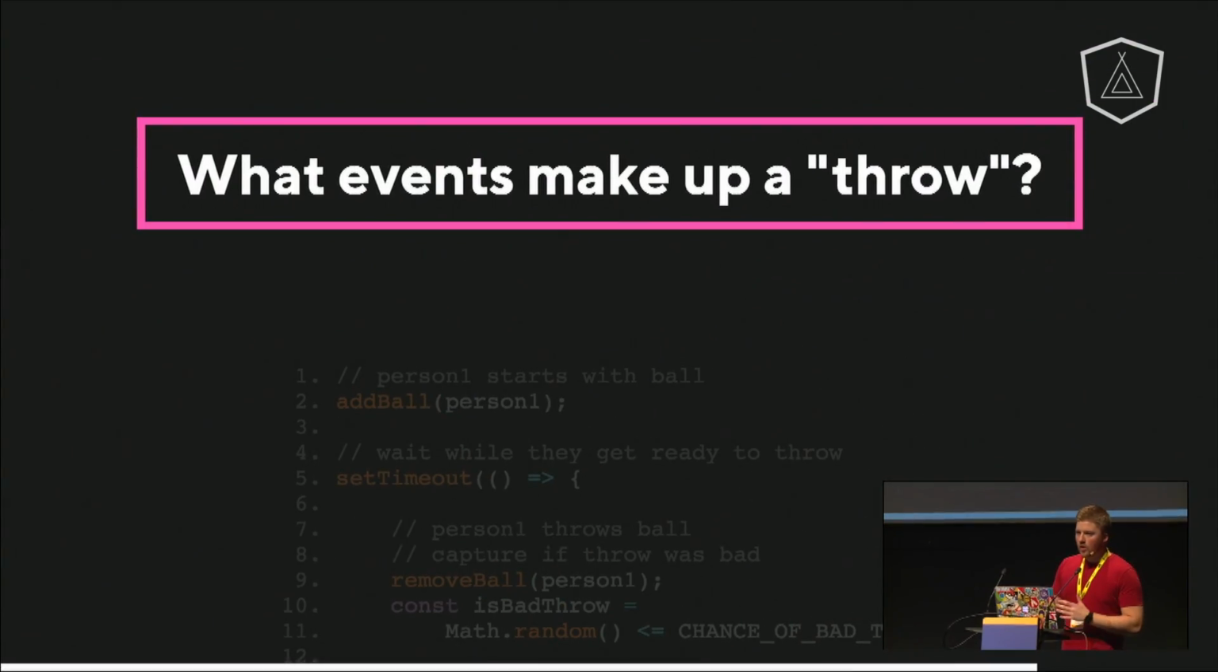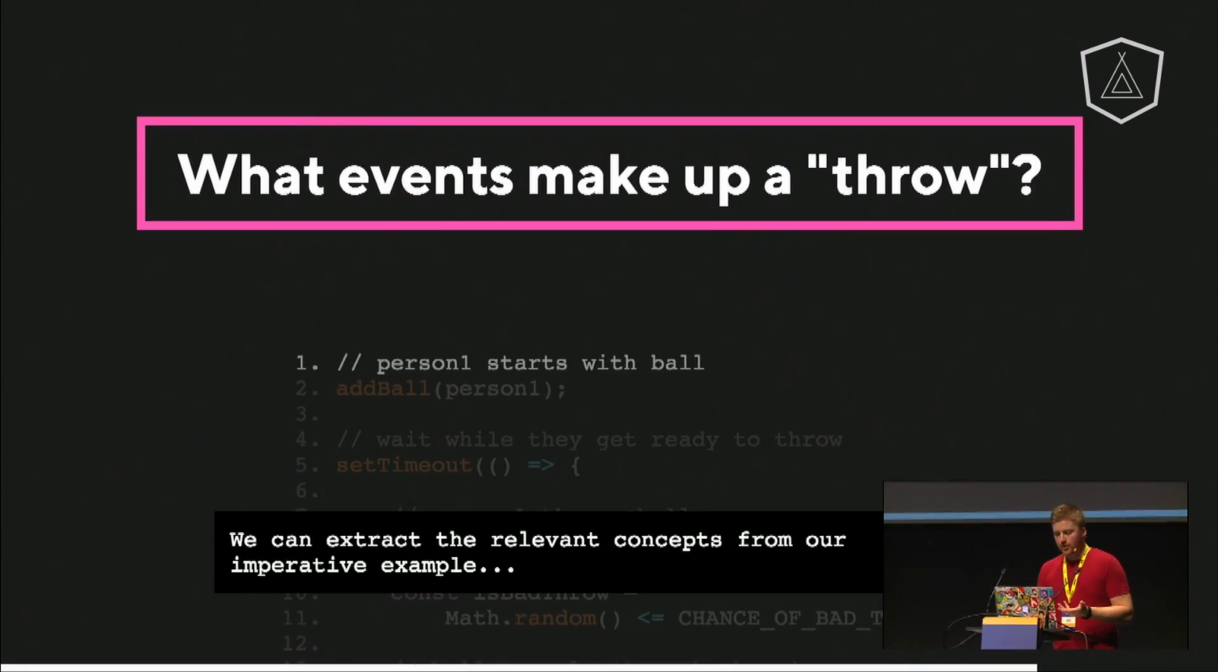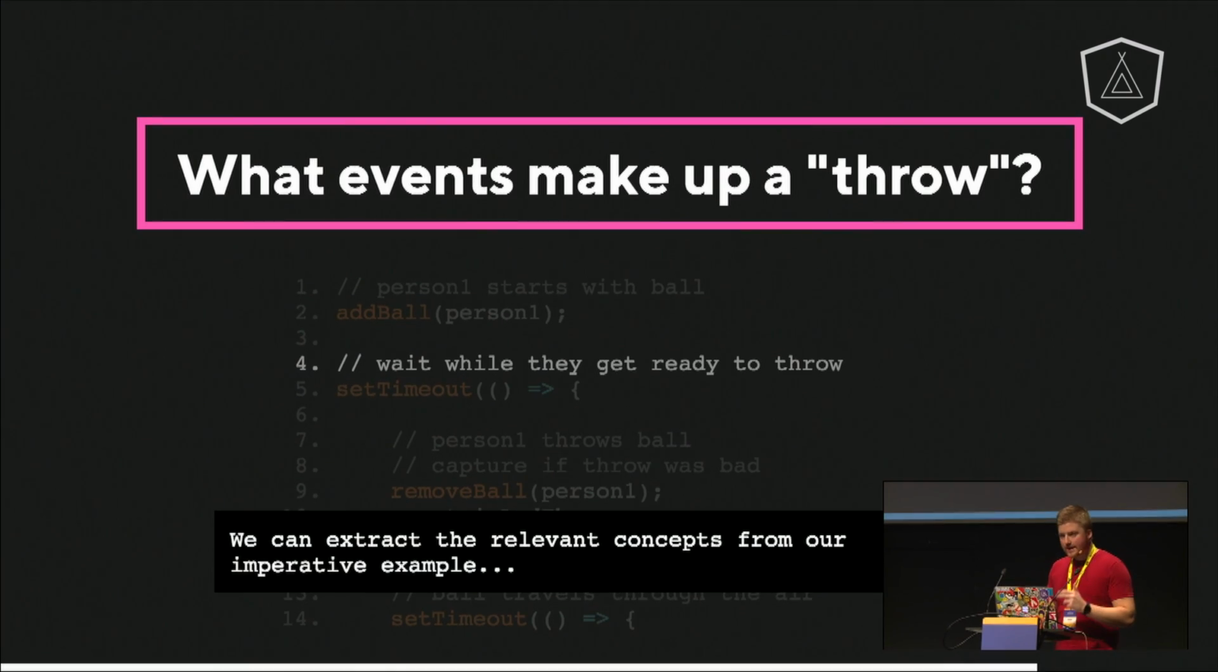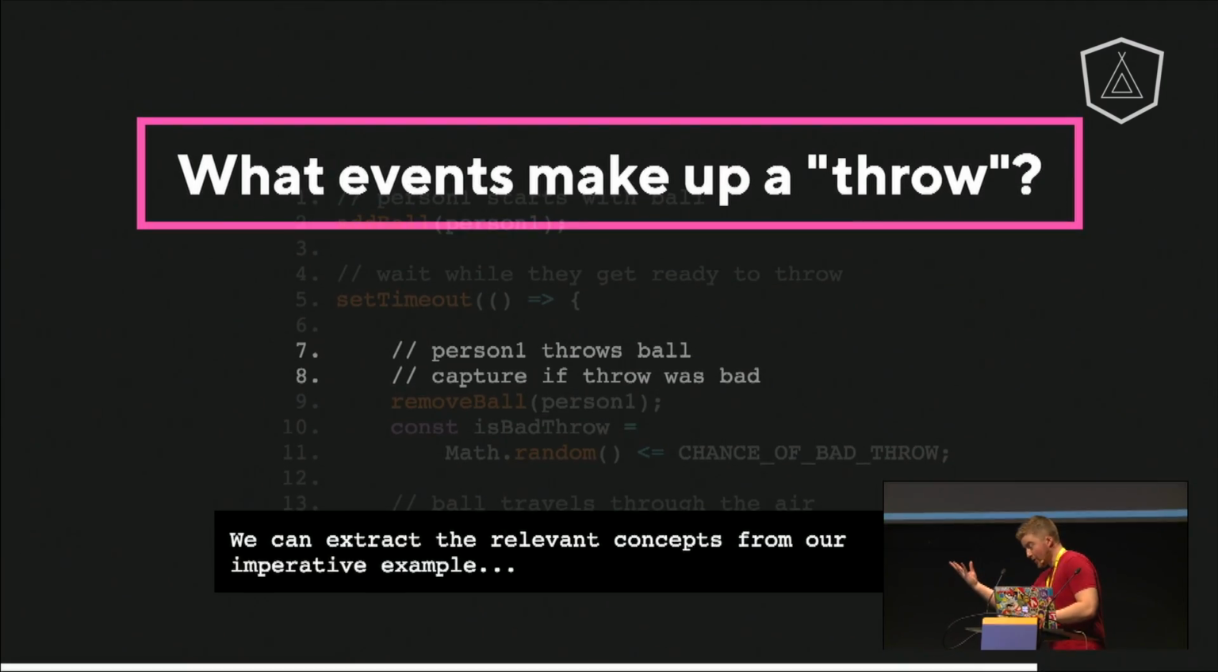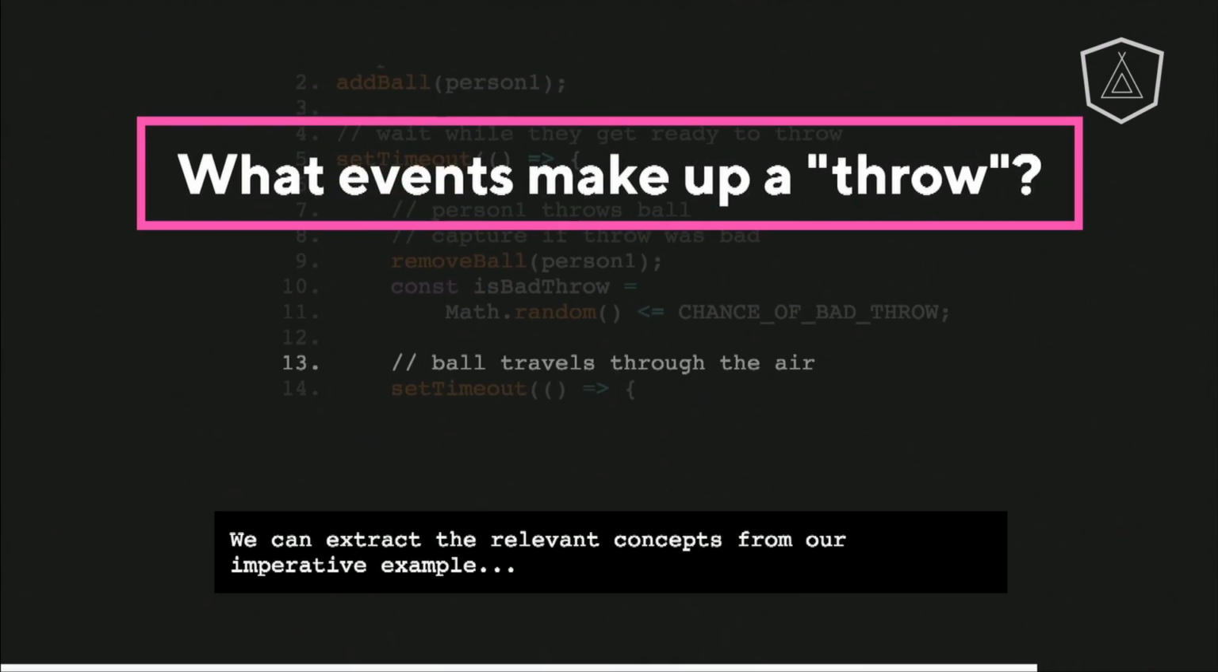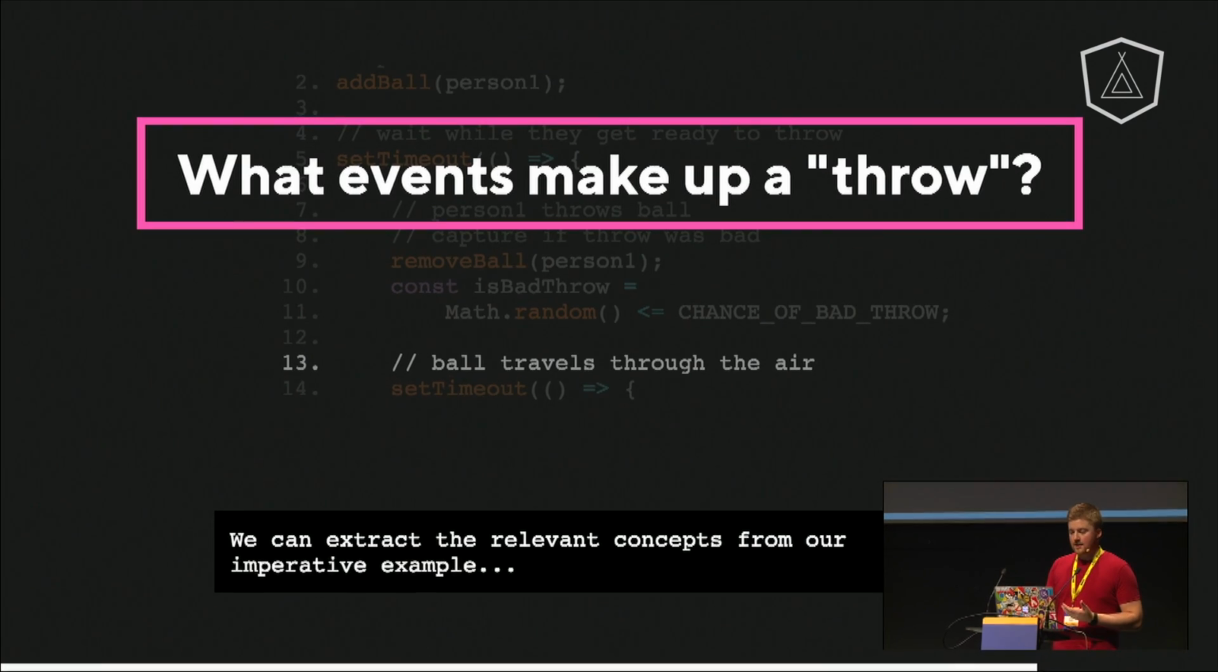Now we need to think about what events make up a throw. To create that overall observable of a throw, how do we take these individual events? What makes up a throw event? So let's quickly refresh our memory of the imperative example. We basically have the following points to cover. We have person 1 starting with the ball. We have waiting while they get ready to throw. We have person 1 throwing the ball. We need to capture whether it was good or bad. Travels through the air, so a slight delay again. And that's it. That's the whole throw event.